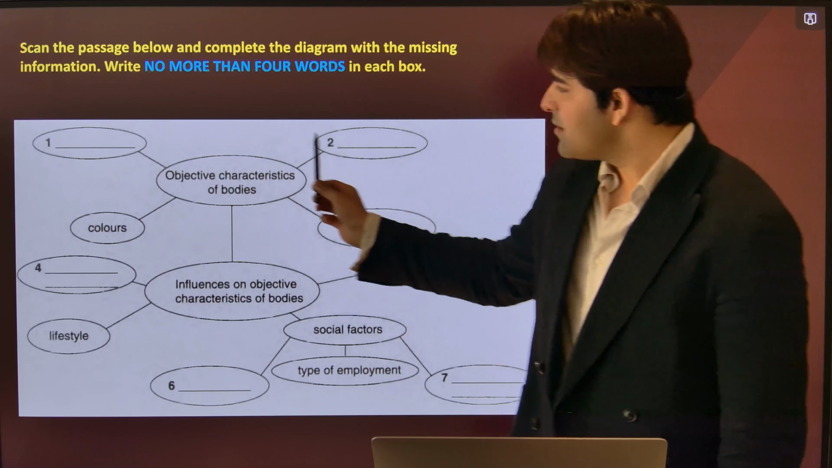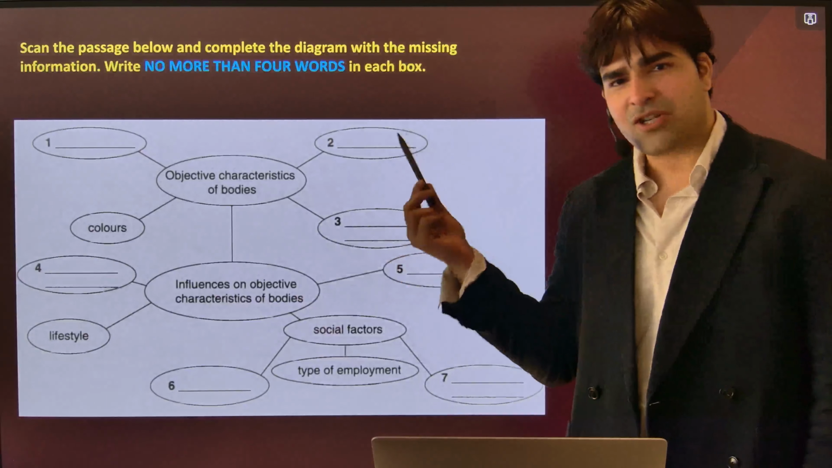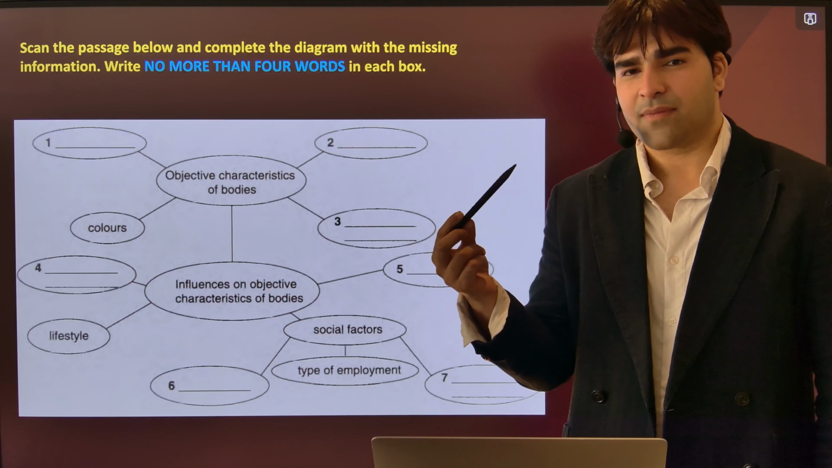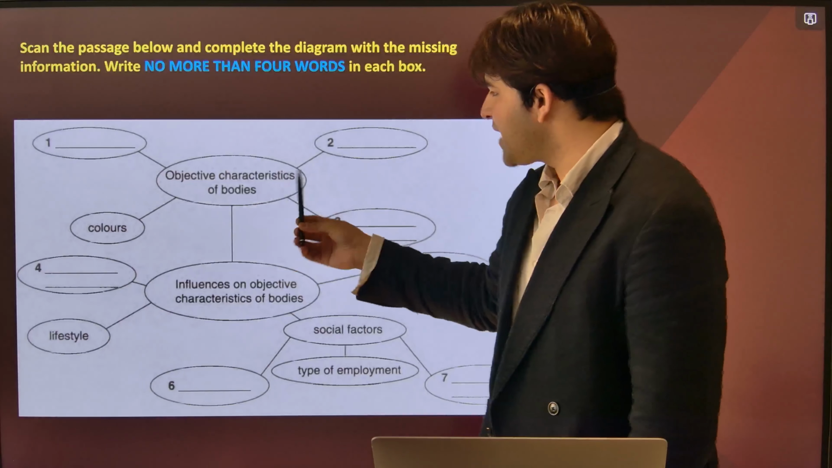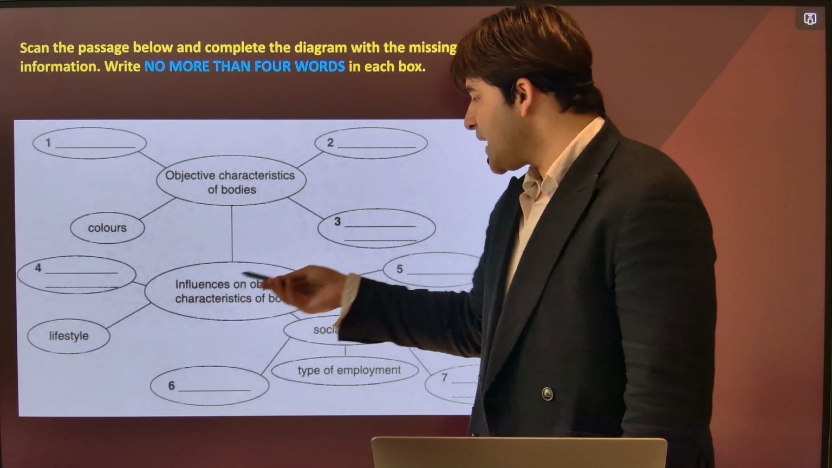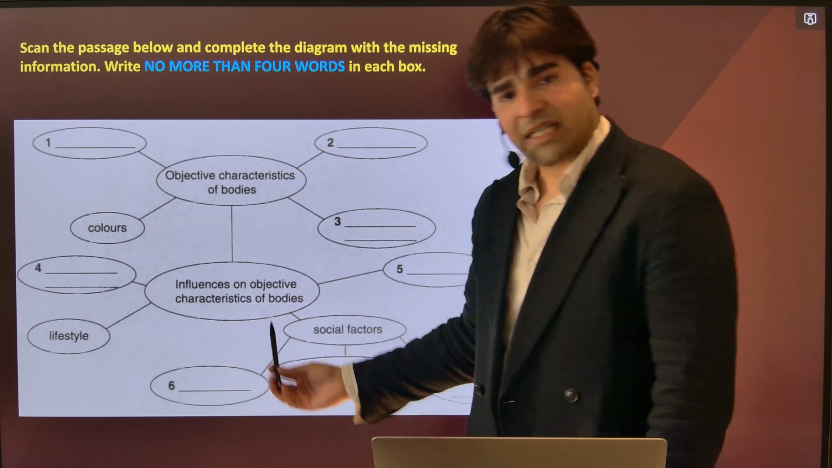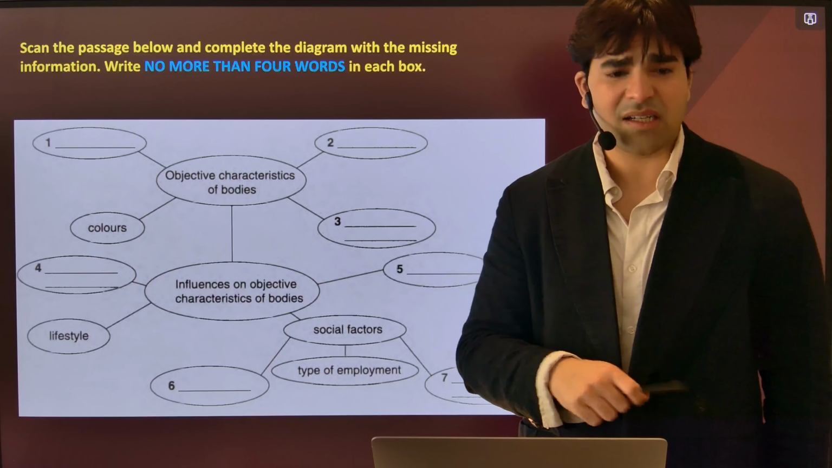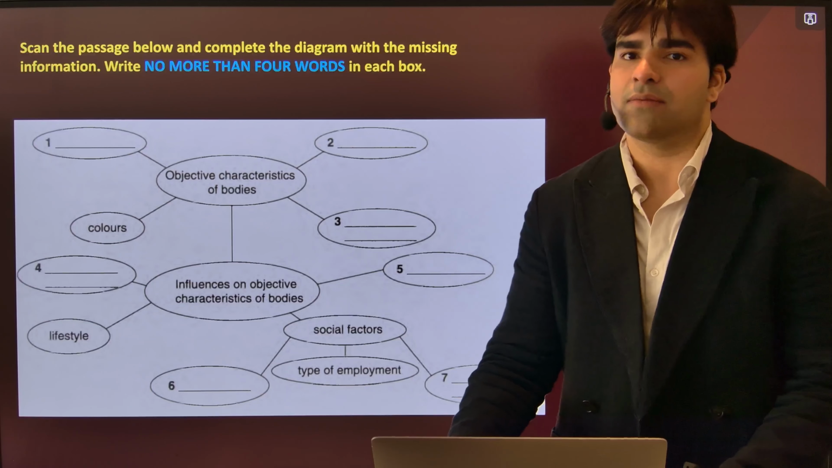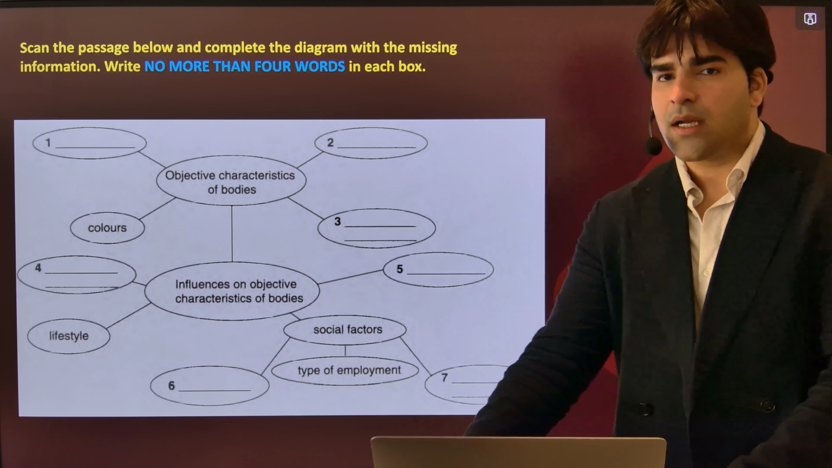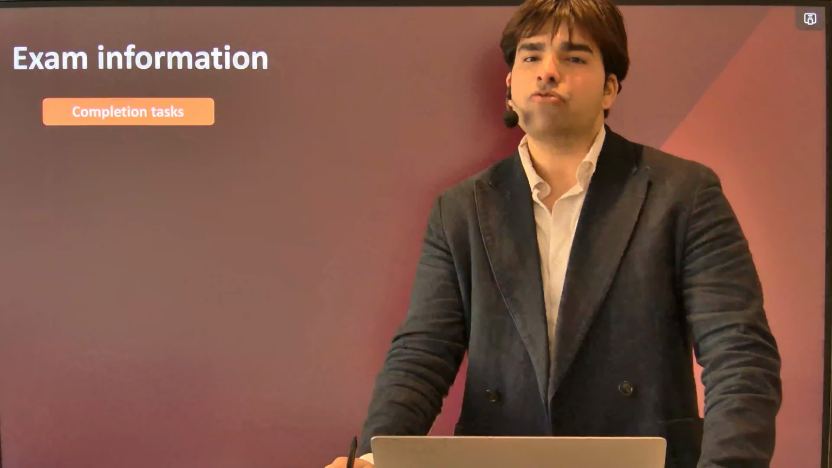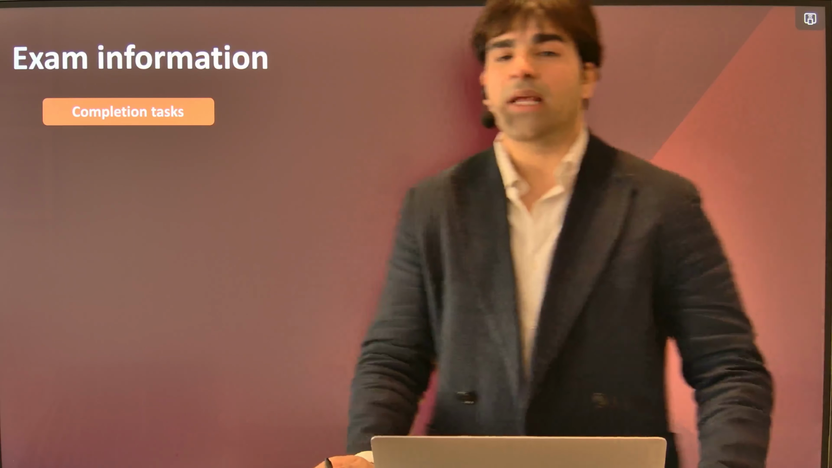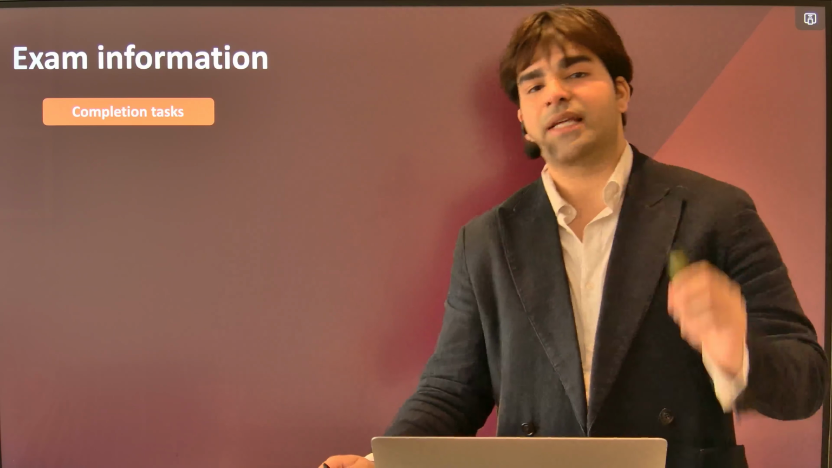Look at this. What is this? Is this a table completion, picture completion, or diagram completion? Diagram completion. All right? It kind of shows objective characteristics of bodies. It shows influences on objective characteristics of bodies. It shows factors. A lot of things happening here right now. But before we end up solving it haphazardly, I'm going to show you 9 things that you should keep in mind when it comes to IELTS completion category questions. Are you ready? Shall we start?